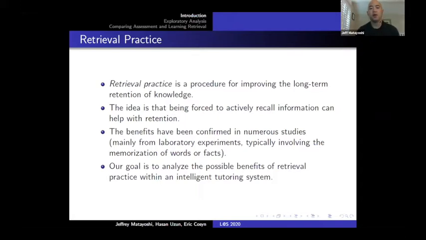So our goal here is to build on these results, and we're going to try and look at the benefits in an actual implementation in an intelligent tutoring system. So in a messy real world type of environment, we're going to try and see what we can observe about retrieval practice.